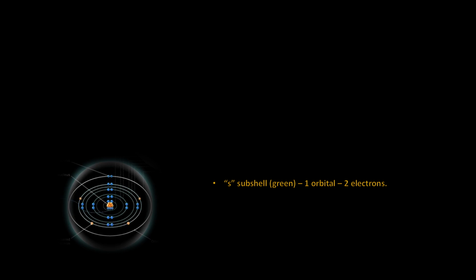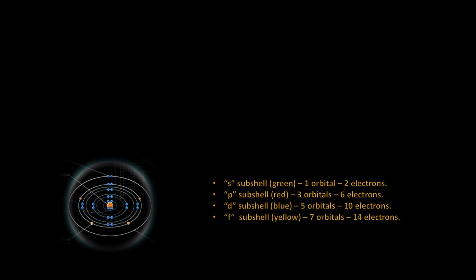The S subshell has 1 orbital and therefore can only contain a maximum of 2 electrons. The P subshell contains 3 orbitals, hence up to 6 electrons. The D subshell contains 5 orbitals, which equals 10 electrons, and the F subshell has 7 orbitals, and up to 14 electrons in the cloud.